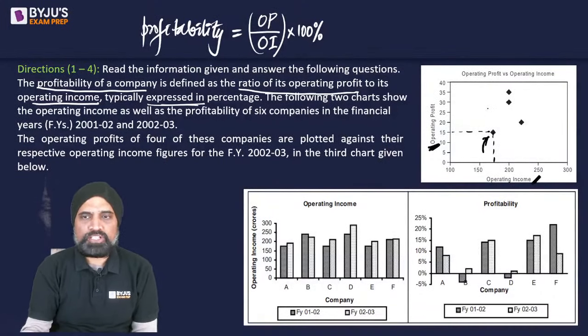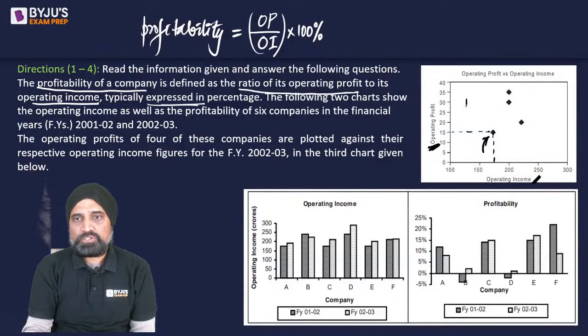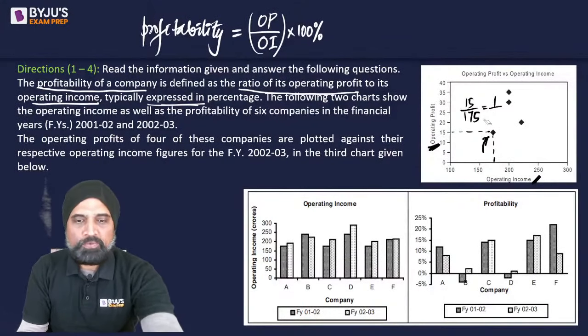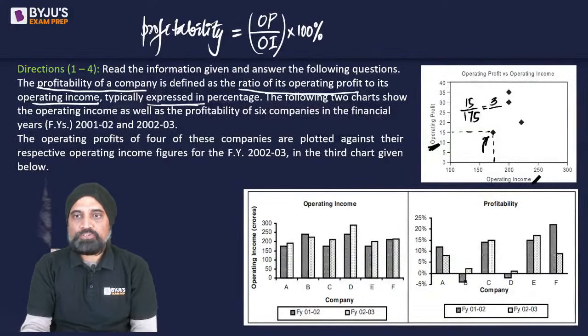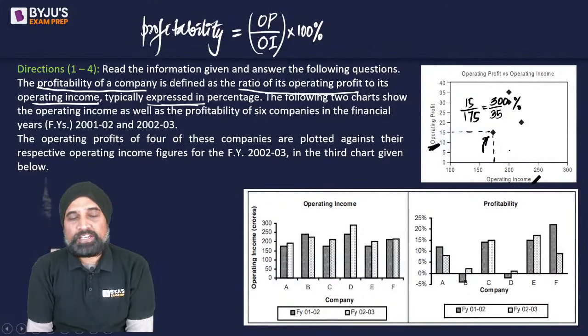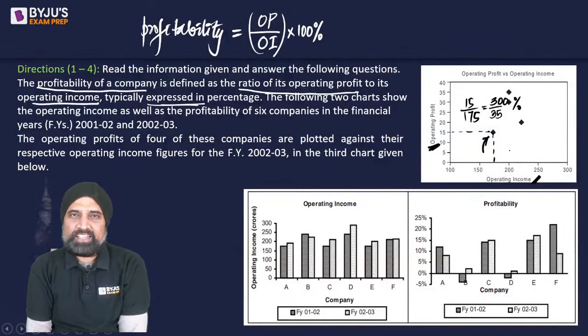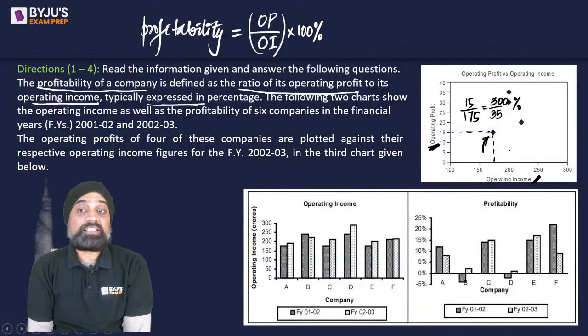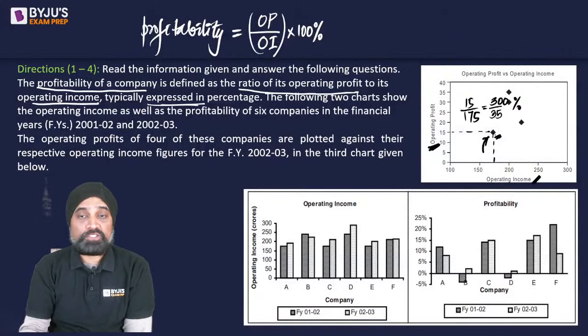To make the calculation easier, I will take 175. So this is going to be 15 out of 175. It won't go by 1, so it will go by 3, right? 5 into 3 is 15 and 5 into 35 is 175. So 3 upon 35 will be the fraction. If I want to calculate the percentage, I'll put 2 zeros and put a percentage. 300 by 35 is going to be very close to 85%. So whichever company this diamond dot represents, its profitability is 85%.